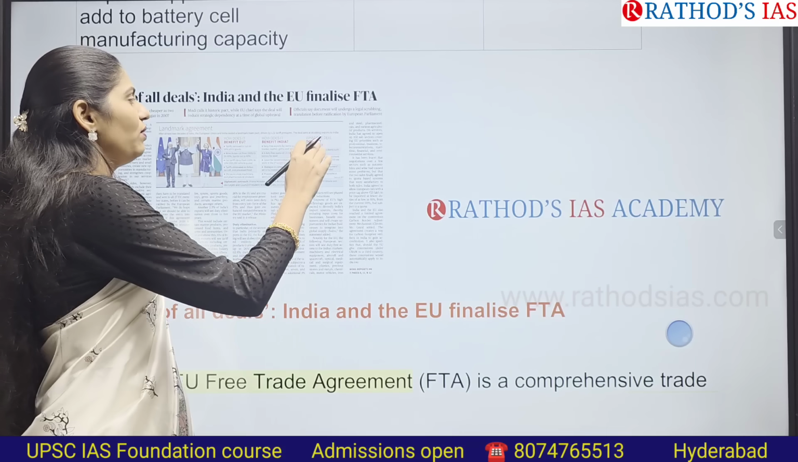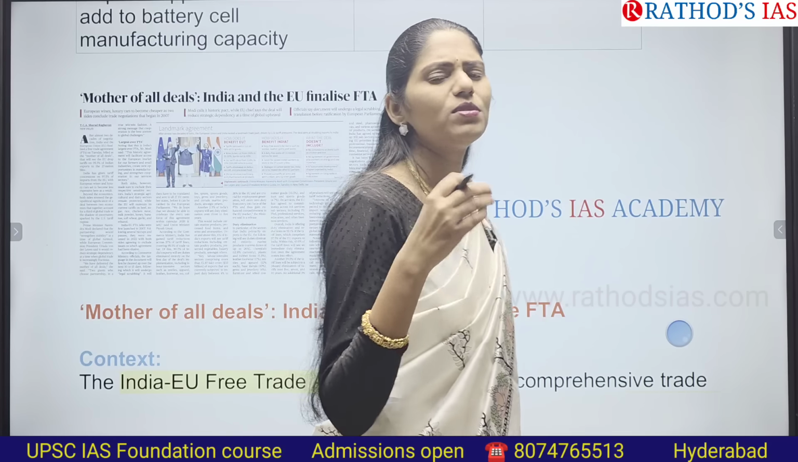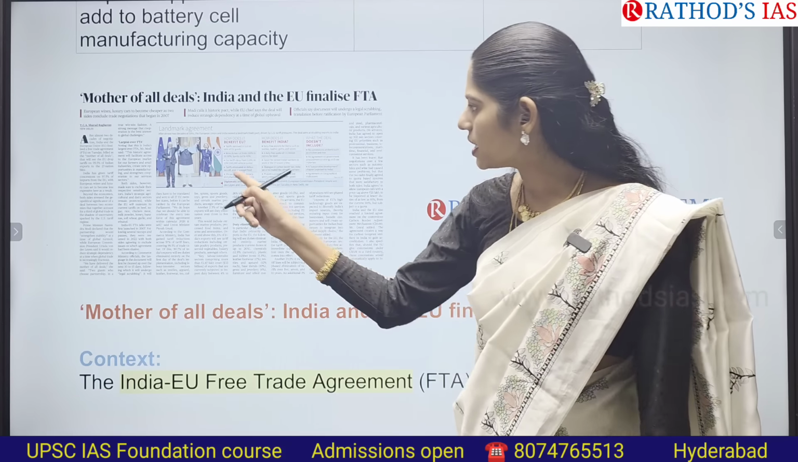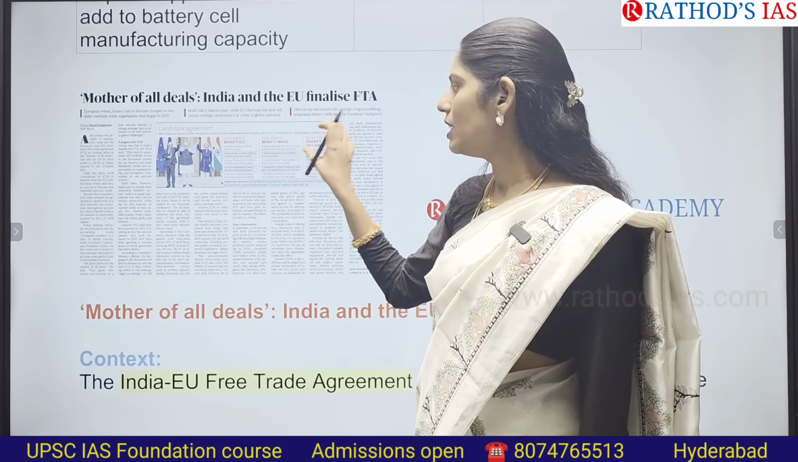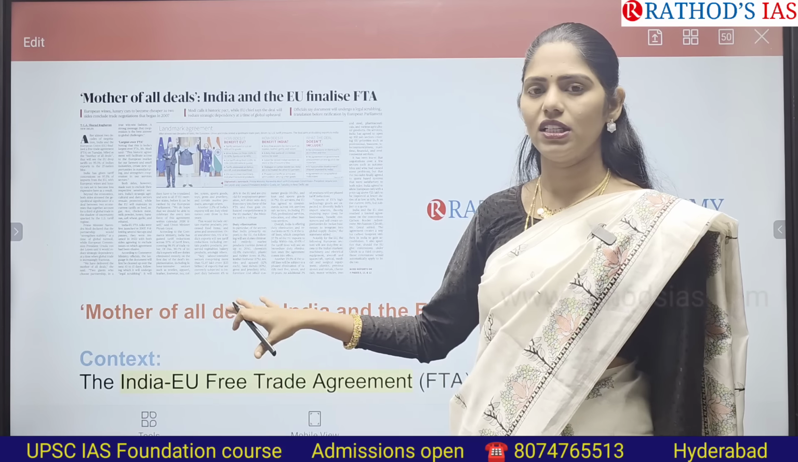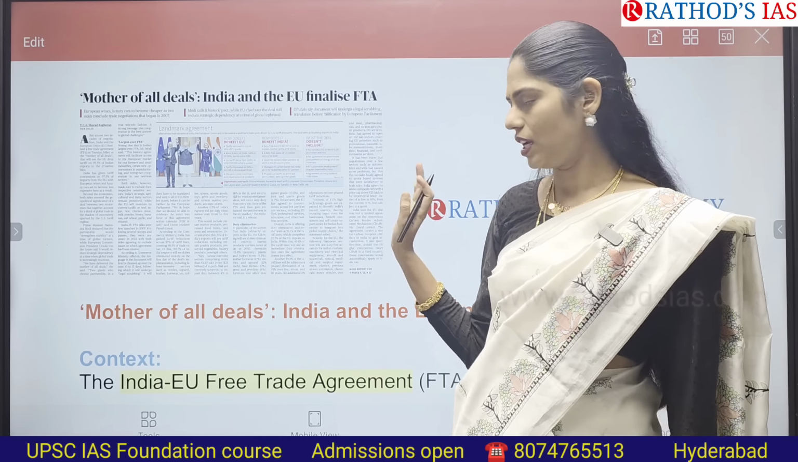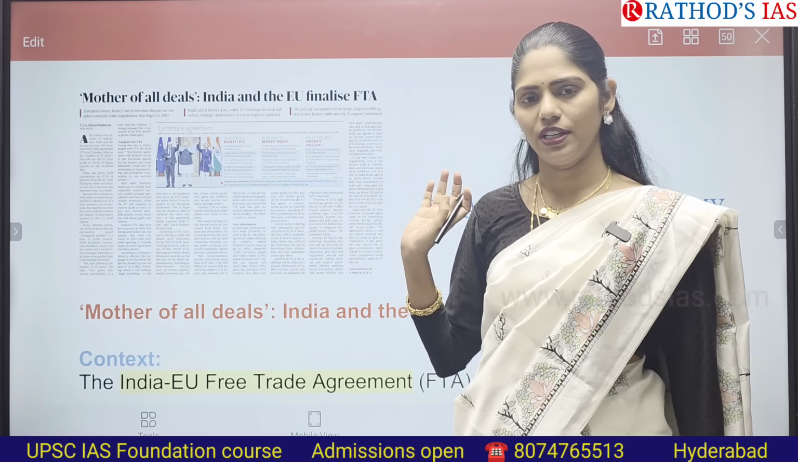Why? Because whenever you get a question related to FTA directly, either in mains or prelims, they will ask what the provisions, advantages, and challenges are. That is entirely and clearly given in this infographic, so I didn't add this content in my notes, because it is already there. I wanted to tell you here itself. So if possible, please cut this infographic and just keep it with you.